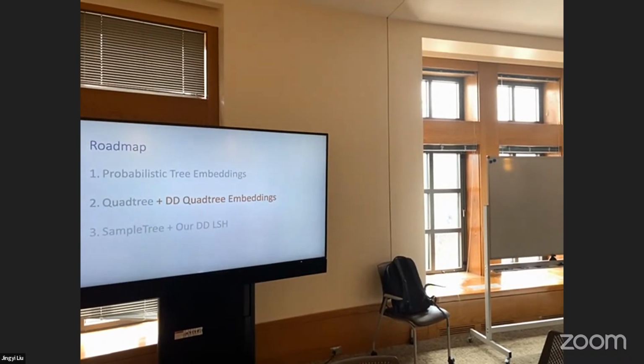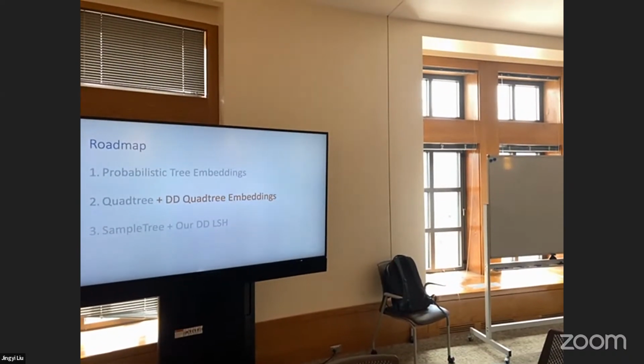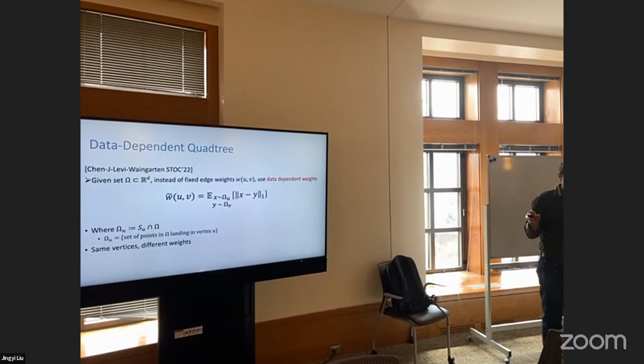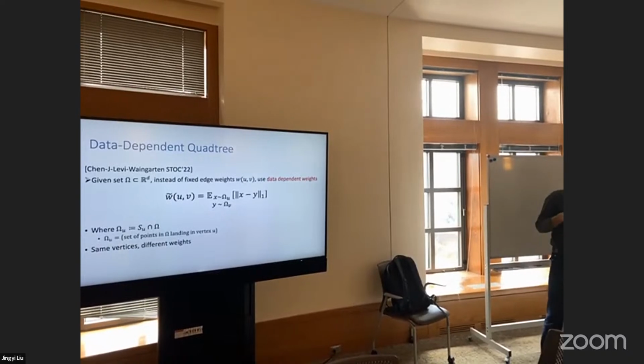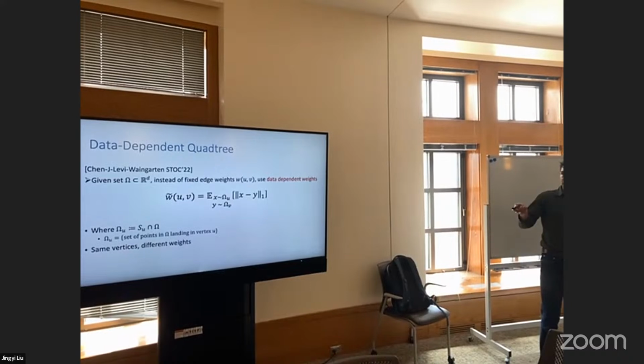This was a paper of myself and a couple co-authors, Shi Chen, Amit Levy, and Eric Weingarten. What we did was we made a very small modification to this algorithm. We just changed how the edge weights were set. So we used the same exact recursion tree and the same exact space partition, but we set the edge weights in a data-dependent way. So given a data set omega, think of that as a set of points in d-dimensional space, we're going to look at the edge weights between a vertex u and v, and we're going to define them in the following way.